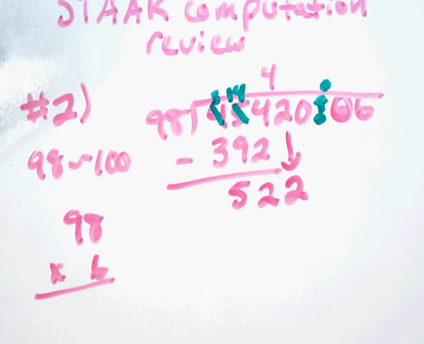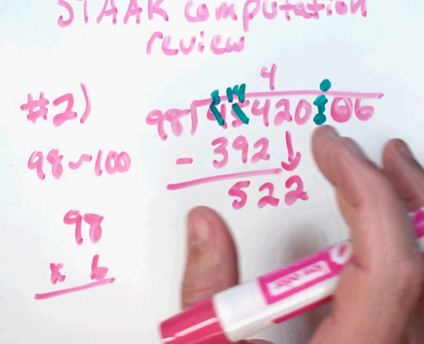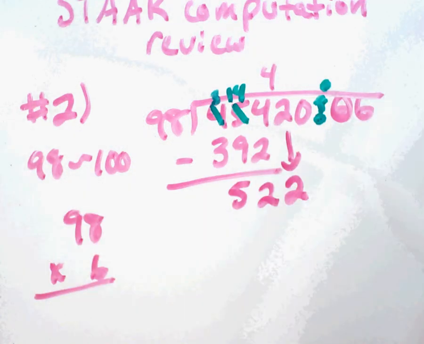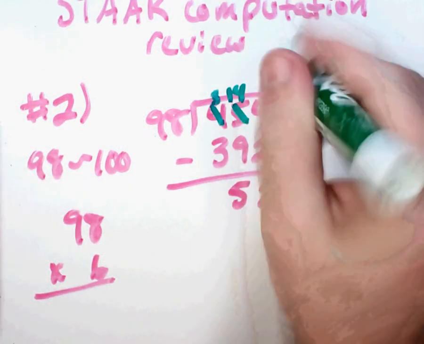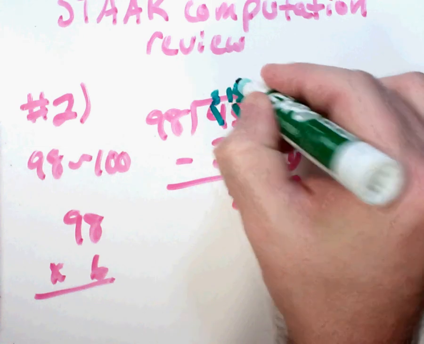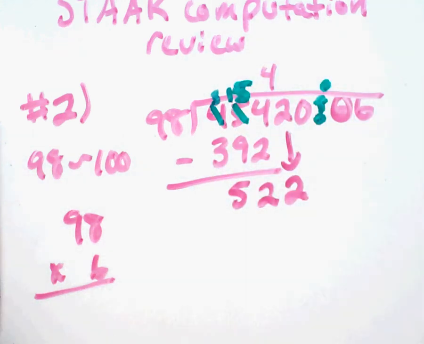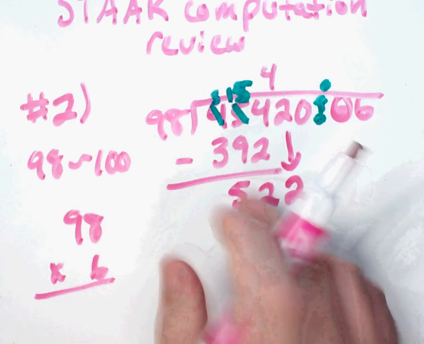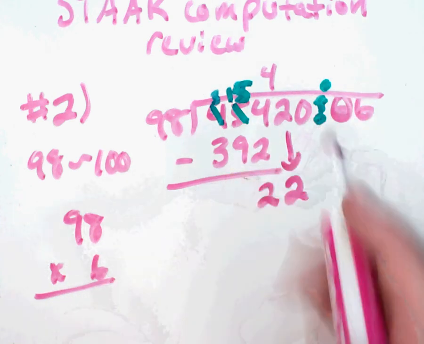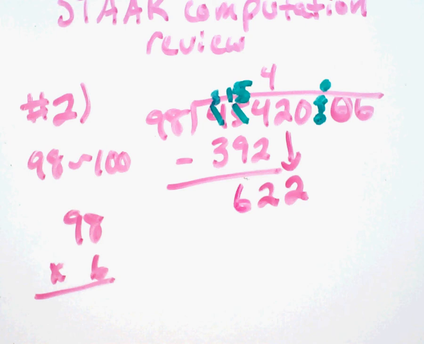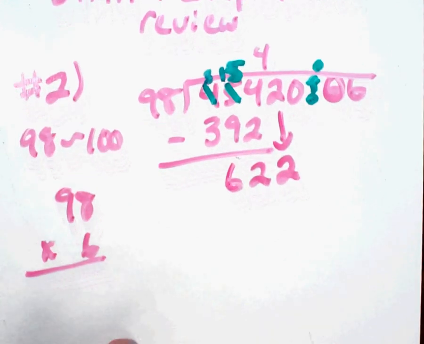I've got an error somewhere. There it is. I didn't need to regroup here. Good on you if you caught that. I knew that was wrong. Didn't have to regroup there. Had to regroup from here, but not there. So that should be 622. Well, that makes much more sense why my key has a 6 and not a 5. All right. Sorry about that, guys. But hey, congratulations if you caught my mistake. It happens every now and again.